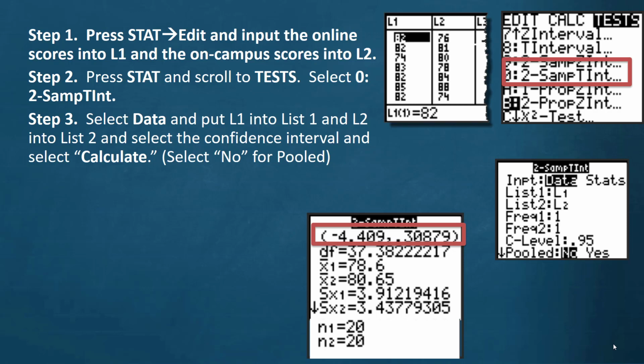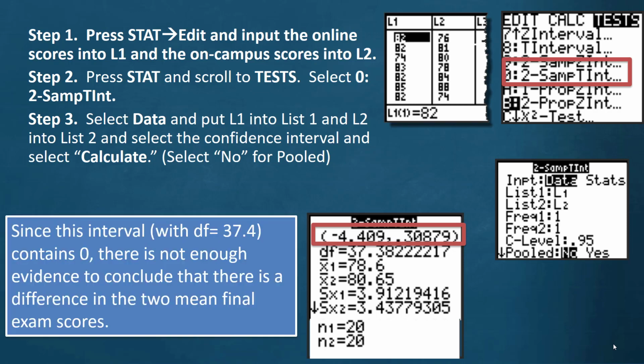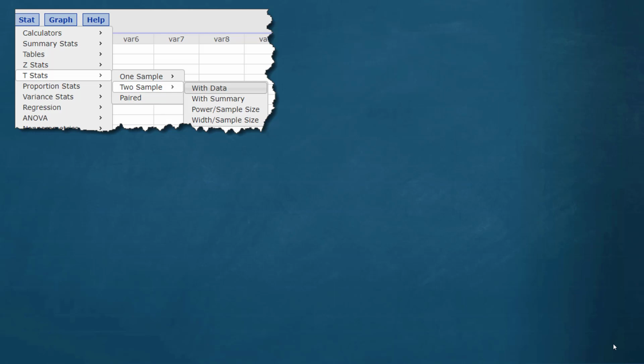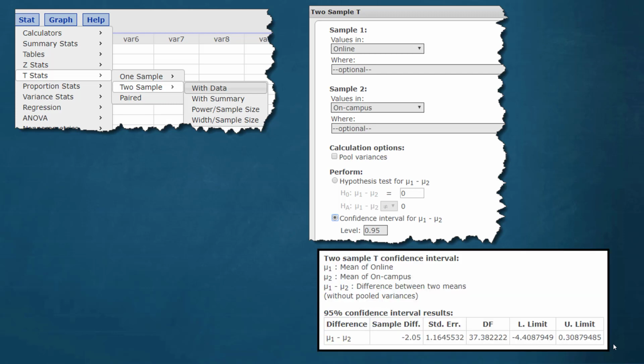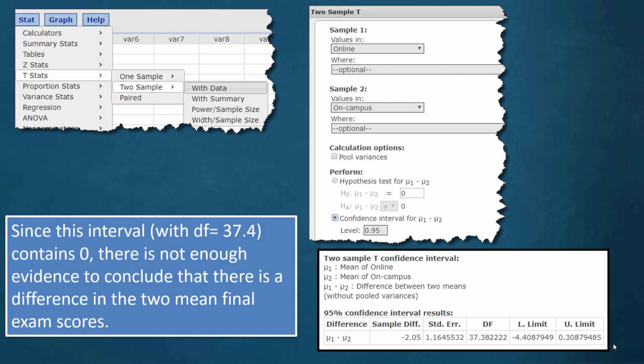Negative 4.409 to 0.31, roughly. So it does contain 0, so there's not enough evidence to conclude that there is a difference in the two mean final exam scores. In StatCrunch, you're going to go to T Stat, two-sample, this time with data, and you're going to put the values from sample 1 in the online, and sample 2 is going to be on campus. When you run it, you get exactly the same interval. And again, since 0 is in the interval, there's not enough evidence to conclude.